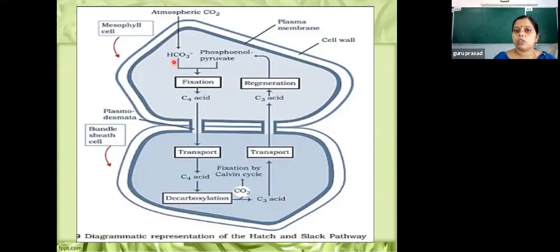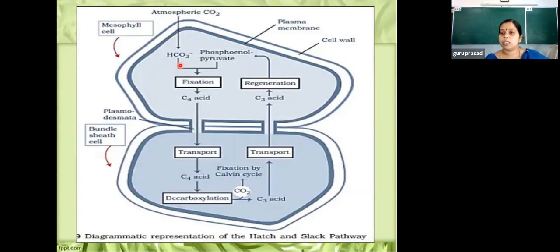See here, the mesophyll cells of the C4 plants lack the enzyme rubisco. Hence the atmospheric carbon dioxide is absorbed in the form of bicarbonate ions by a compound called phosphoenol pyruvate, and gets converted into a C4 acid, that is oxaloacetic acid. This oxaloacetic acid is next converted into malic acid and aspartic acid, which are transferred through the pores called plasmodesmata into the bundle sheath.